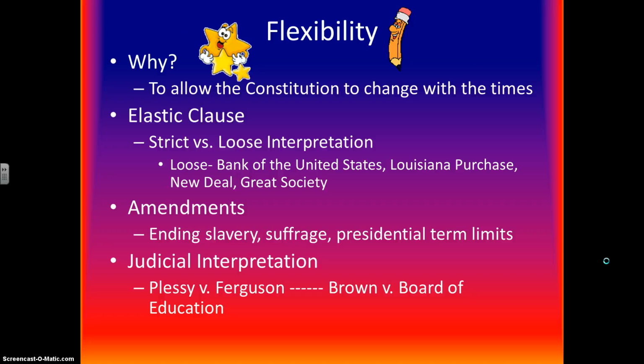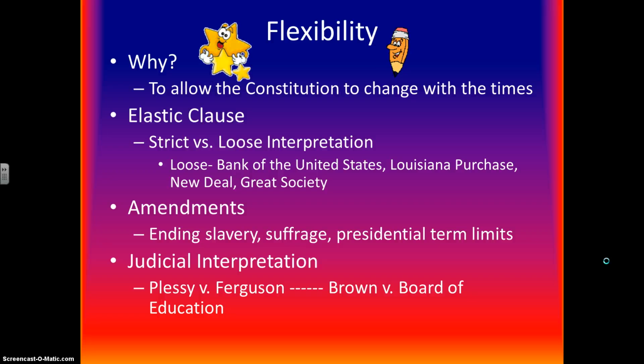Obviously, amendments are changes. It's basically editing the Constitution. So some great examples are ending slavery, granting suffrage, both in the 15th Amendment to African Americans and the 19th Amendment to women. And then presidential term limits, saying, yeah, you know what, we're not going to let people just keep running and running like FDR did.